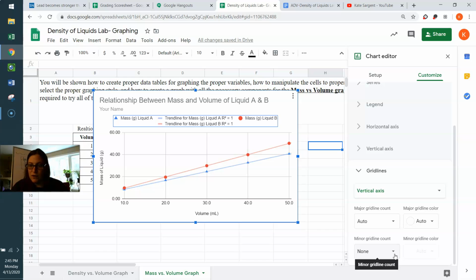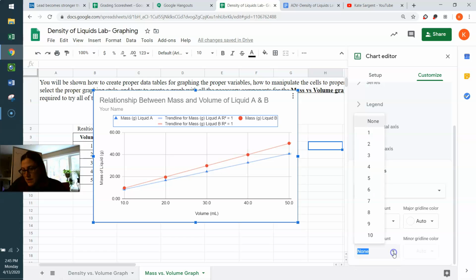Okay, so I'm in my vertical axis here. I am looking solely at my y-axis values. So my majors go up by 20. When I want to add my minors in, I want to think of how I could count from 0 to 20 easily, and how many lines that would be.